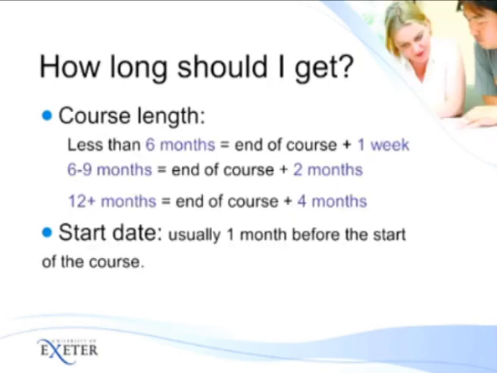But how long will your visa be for? If your course is less than 6 months, you will be granted a visa until the end of your course plus 1 week. If your course is 6 to 9 months long, you will be granted until the end of your course plus 2 months. If your course is 12 or more months long, you will be granted until the end of your course plus 4 months. The end of your course is the last day of teaching and not your graduation day.